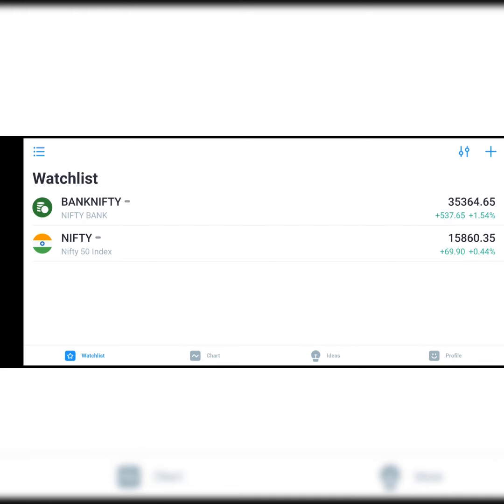Today we will be learning the basics of the stock market. This is the TradingView platform, where I will show you the stock market and the candles, those green and red candles, what they are, what they represent, and what they signify. Okay, so let us just open Bank Nifty.